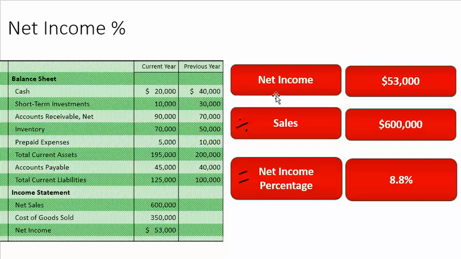Net income percentage, the last one. Take your net income divided by your sales. Well, net income is given to us here of 53,000. Sales of 600,000. That means a net income percentage of 8.8%. So for every dollar sold, this particular company makes 8.8 cents. They get to put in their pocket as net income.